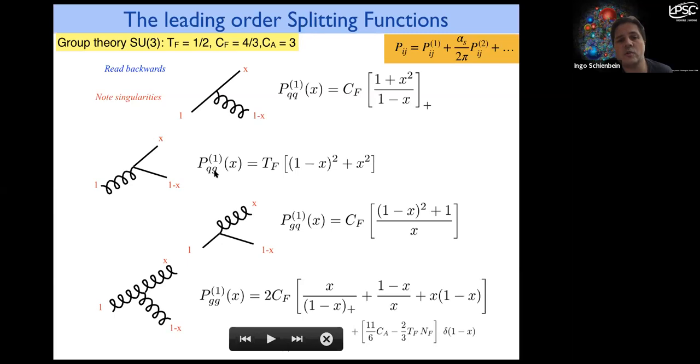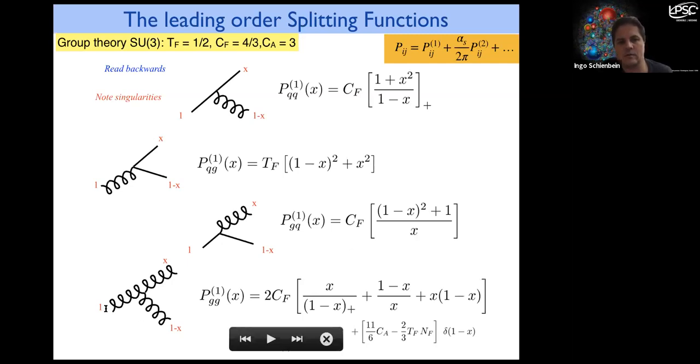Similarly, you can have a transition of a gluon to a quark with a momentum fraction x. Then you have a transition of a quark to a gluon, and that is just regular. One can interpret certain terms. So the 1/x term here can be associated to the C.